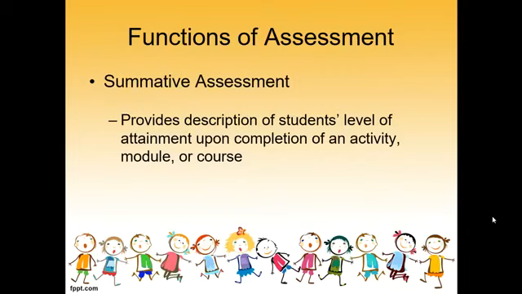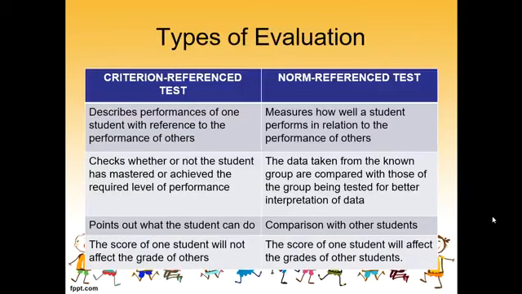And only summative assessment is graded. The other criteria or the other functions are then placed in order to do other functions as well. Okay? Now, in terms of evaluation, we also have these 2 types of tests. We have what we call the criterion reference and also what we call the norm reference.